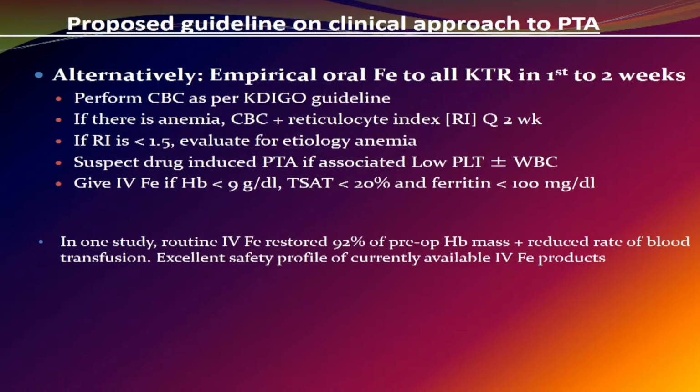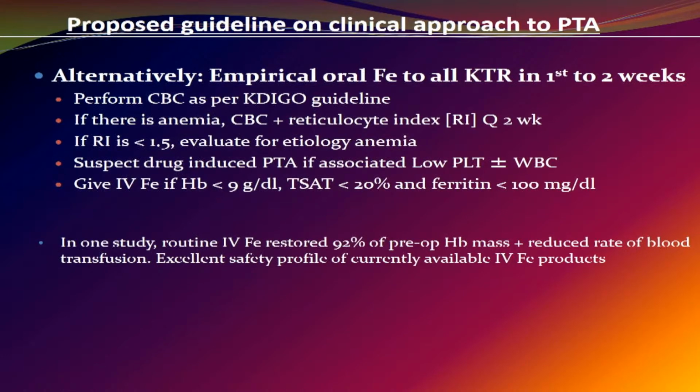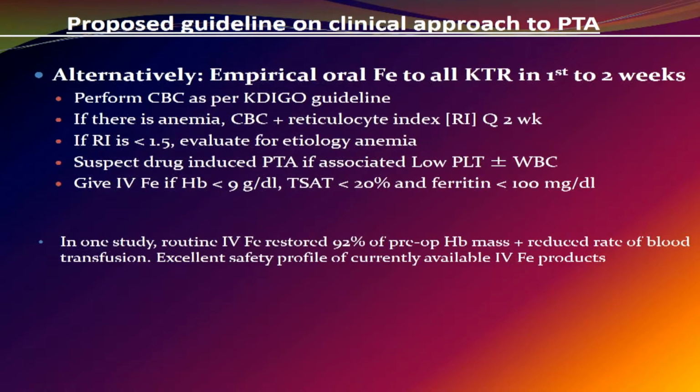Now, if there is severe anemia, which I define as hemoglobin less than 9 grams, and there is severe iron depletion, which I define as T-sat less than 20% and ferritin less than 100, it may be appropriate to give IV iron to this group of patients. In at least one study, routine IV iron was given to a cohort of patients, and it restored 92% of pre-operative hemoglobin mass, leading to a reduction in the rate of blood transfusion.